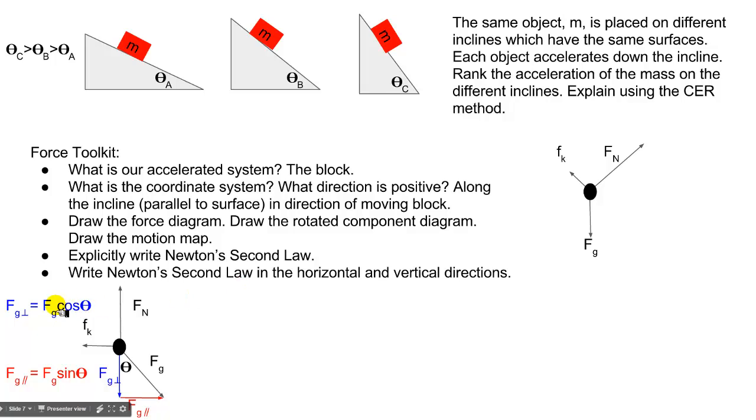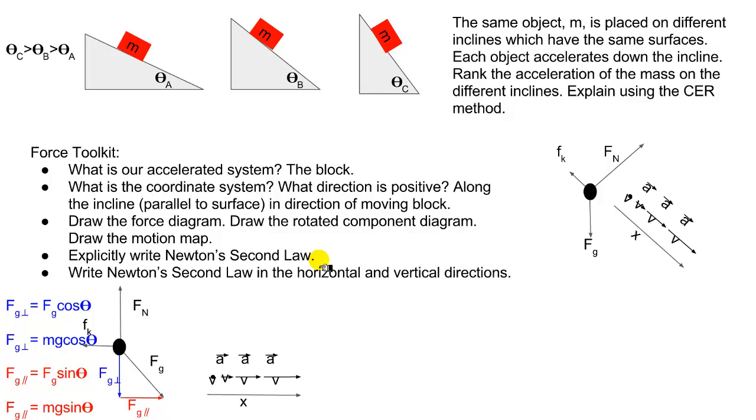Then we have our equations for the force due to gravity. In the parallel direction, that's Fg cosine theta. In the perpendicular direction, it's Fg sine theta. Then we substitute in the force due to gravity in each of them. The force due to gravity we know is mg, so those are the equations that we get. Then we look at the motion maps. If it's rotated, it accelerates to the right, the velocity increases to the right. If we don't rotate it, the velocity increases down the incline with a constant acceleration down the incline.